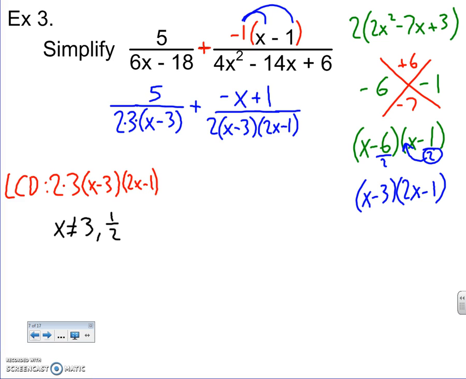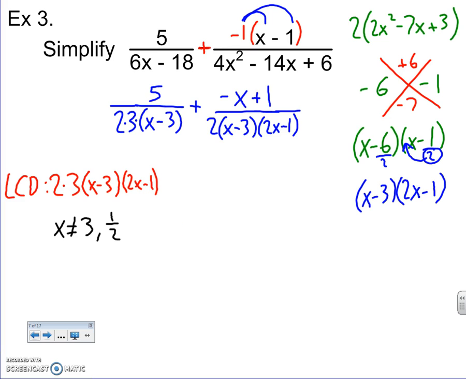Remember, for this restriction, it helps you. You can write it out as 2x minus 1 not equal to 0. If you add 1 to both sides, you get 2x cannot be 1, and then divide by 2. You get x cannot be positive 1/2. So that's where I got that from. Just change the sign, and then divide by whatever's in front of x.